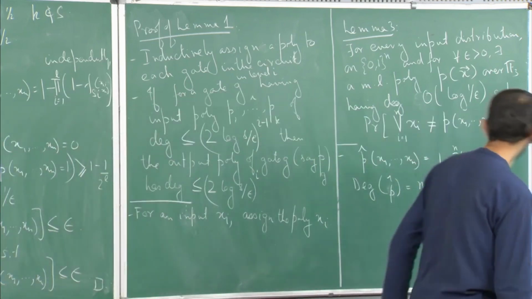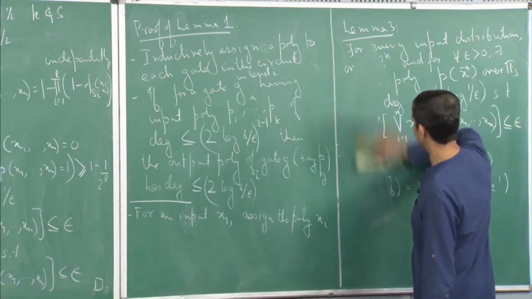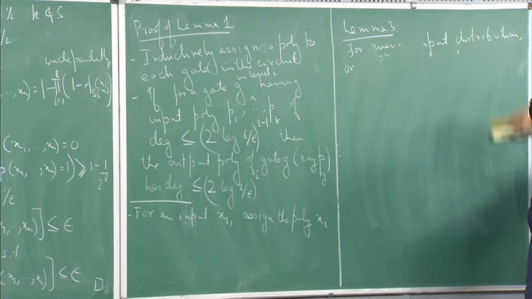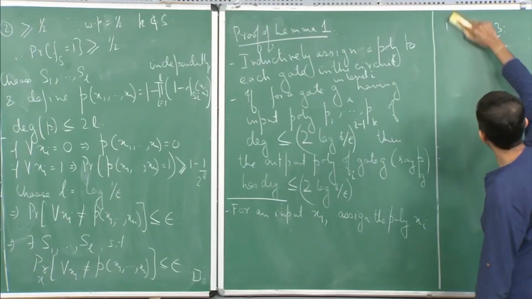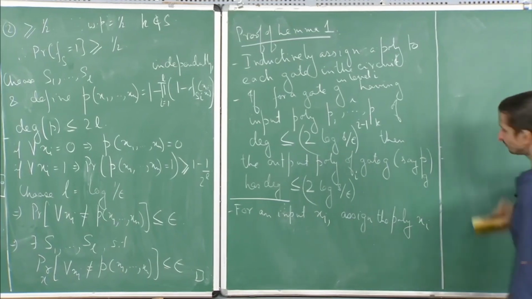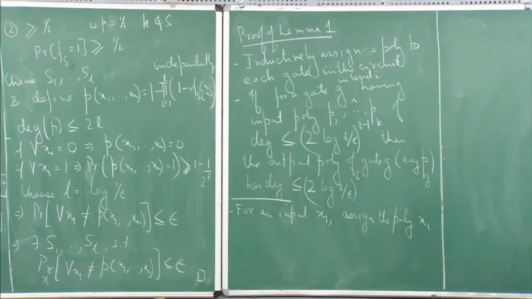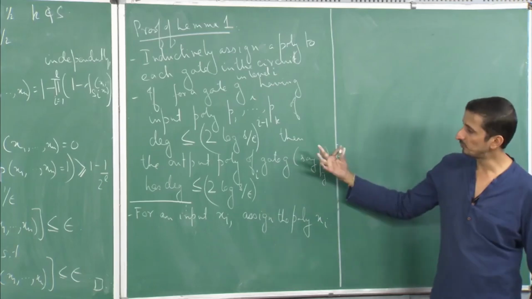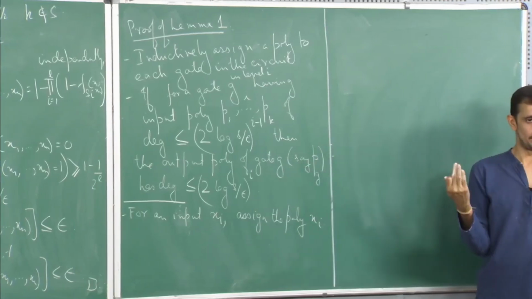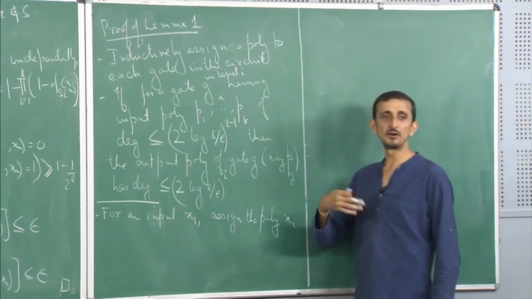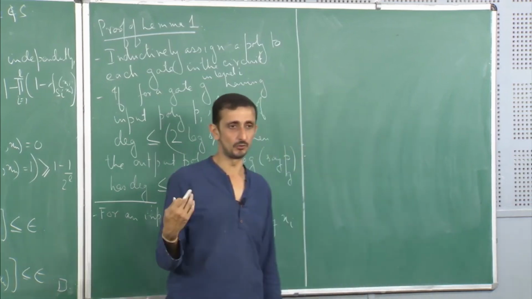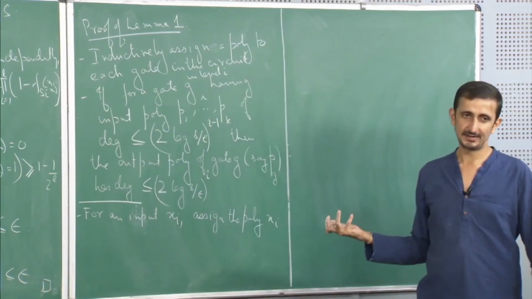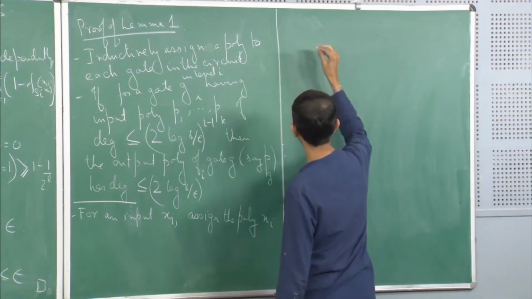Now, let us look at the different types of gates that can occur. First, let us look at the NOT gate. NOT is the simplest case. What should the polynomial be corresponding to a NOT gate? First of all, note that for a NOT gate there is only one input. So, what should the polynomial be for the output of a NOT gate? 1 minus that, right. It just negates the input.